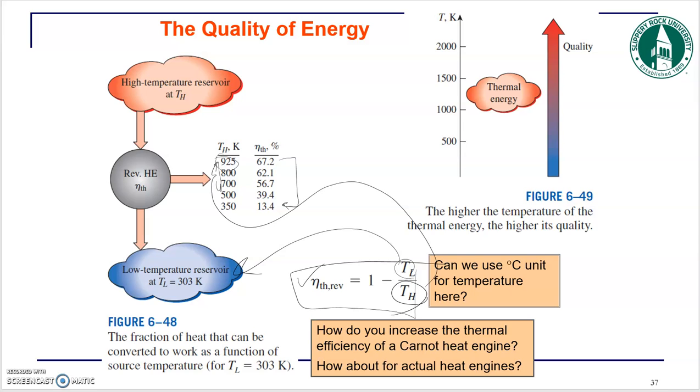So what it means is that the efficiency of your heat engine is dropping if your high temperature reservoir temperature is dropping. What it means is that the quality of energy at high temperature is higher because it has higher efficiency, and the quality of energy is lower when your high temperature reservoir drops to 350. So the higher the temperature, the higher the quality of the energy, and the lower the temperature, the lower the quality of the energy, because you will have less efficiency in a reversible process. So energy has a quality, and that's a conclusion from the second law of thermodynamics.